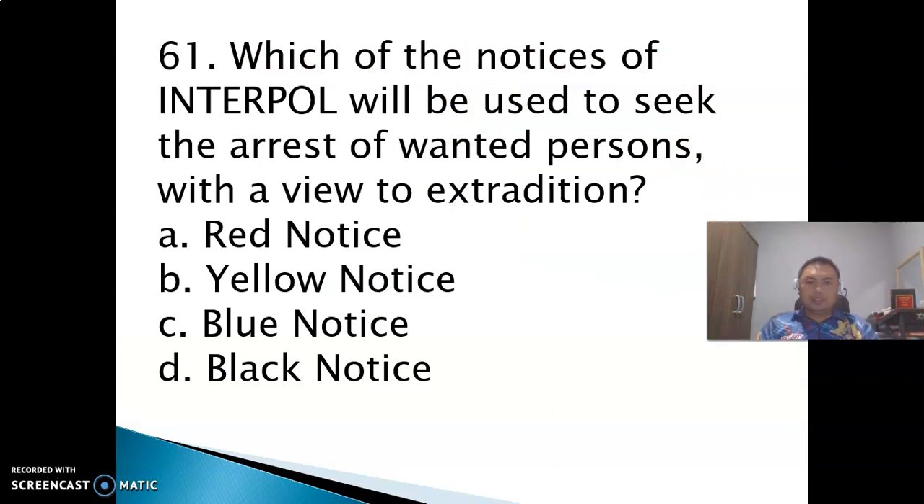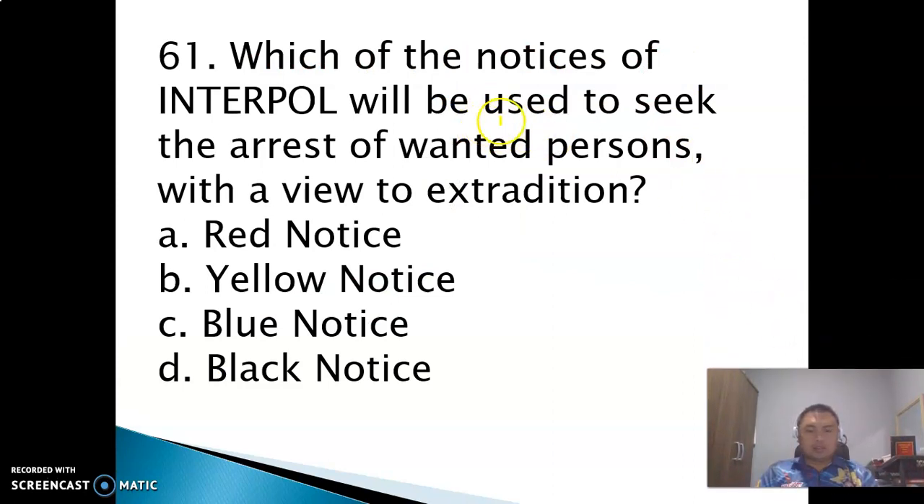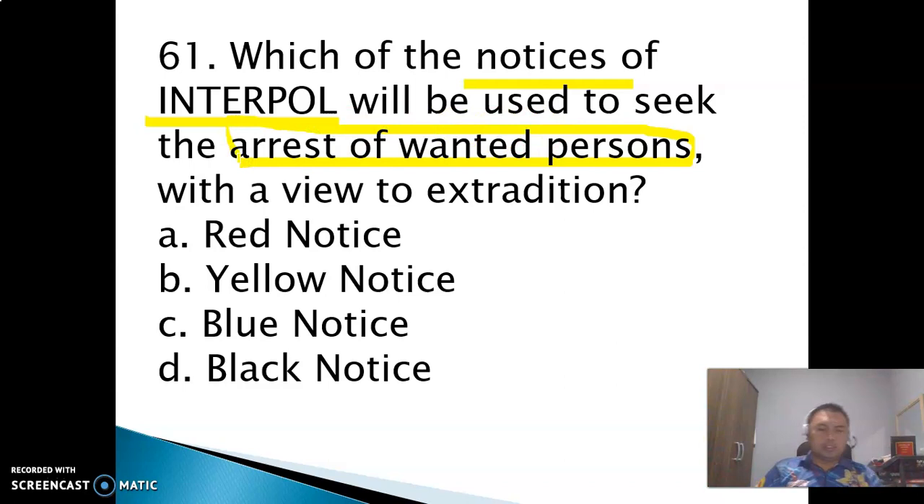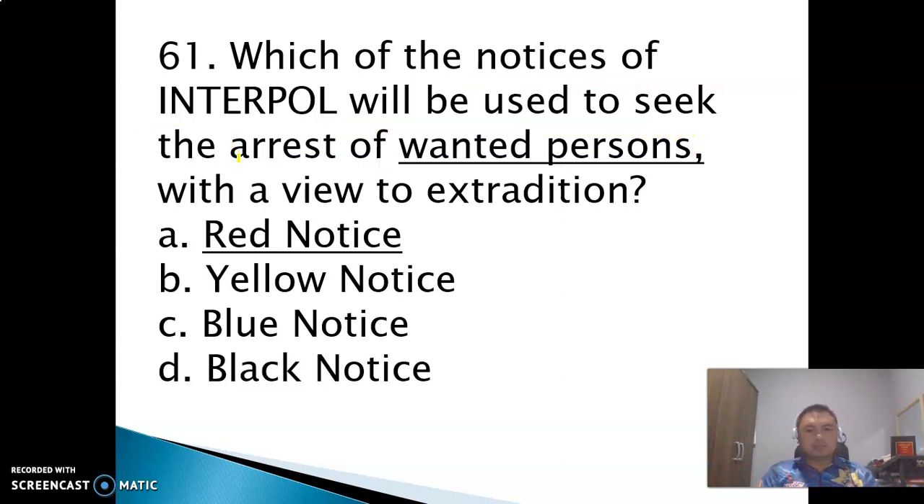61. Which notice of Interpol will be used to seek an arrest of wanted persons with a view of extradition? So, ito ay mga notice ng Interpol. Ang purpose is to seek arrest of wanted person. So, para ma-arrest ang wanted person. So, anong notice? Is it red notice, yellow notice, blue notice, or black notice? Pag arrest of wanted person, it should be red notice. Okay? Red notice, wanted person.